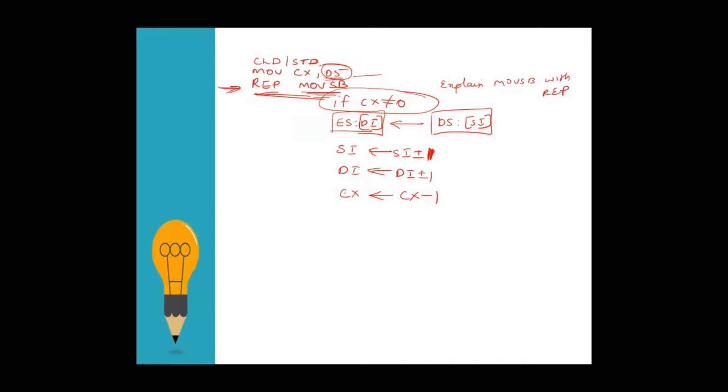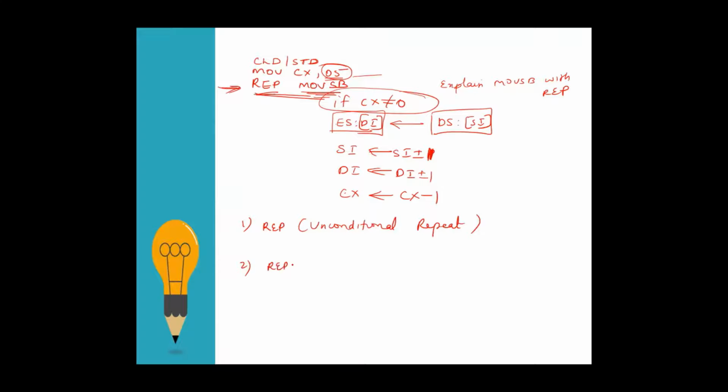Understood? Yes. Okay. Now, a few more points which you have to remember when you are using string instructions. There are 3 types of repeat prefix. What is REP? REP is called a repeat prefix. One is REP, which is unconditional repeat. So this is unconditional repeat. There is no condition there. Unconditional repeat. I'll give you examples to make this concept clear.